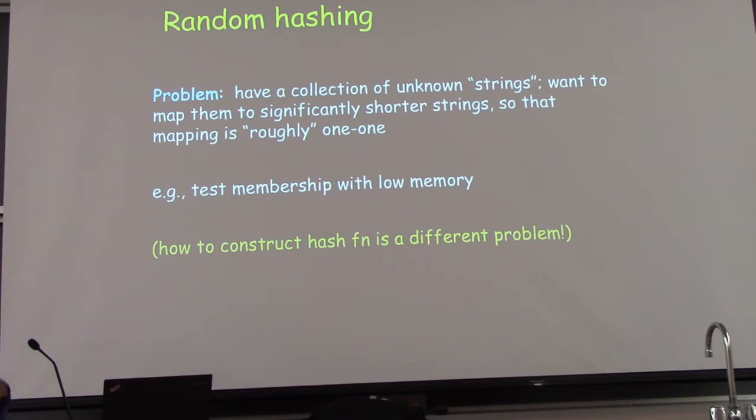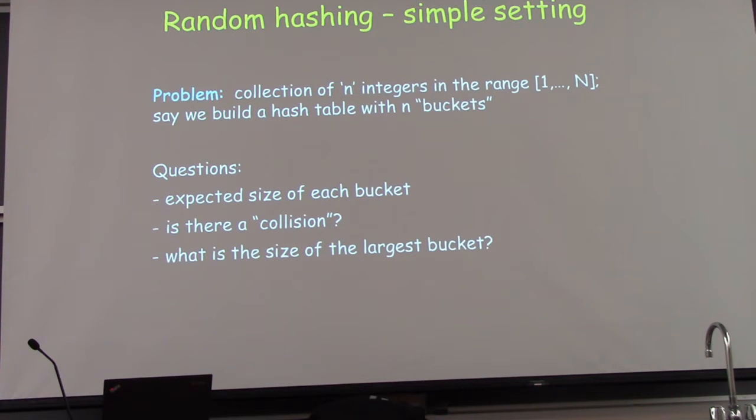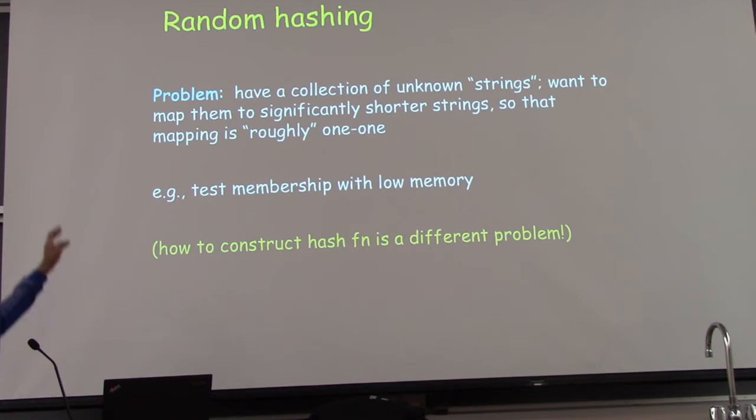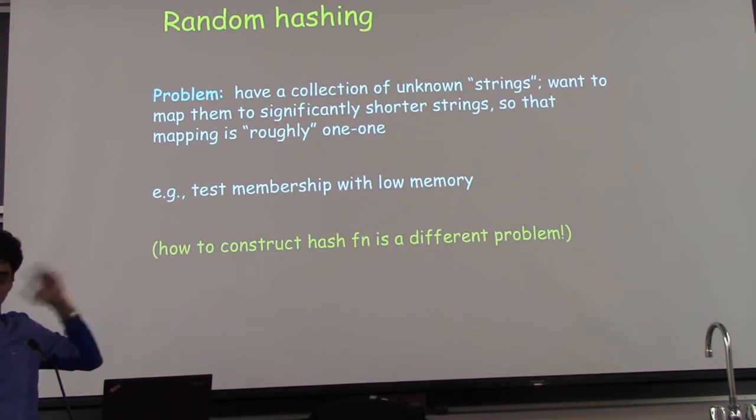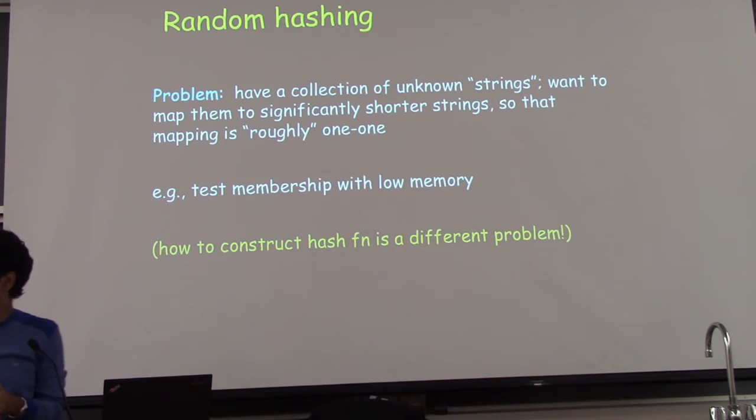So what's the general problem here? This is the context in which people normally see hashing. You have a collection of unknown strings. Think of them as strings of a certain length, and you want to map these strings into significantly shorter strings, so that the mapping is roughly 1-to-1.